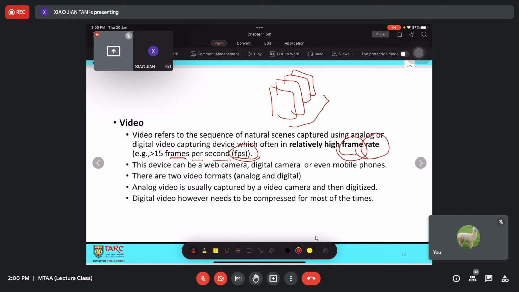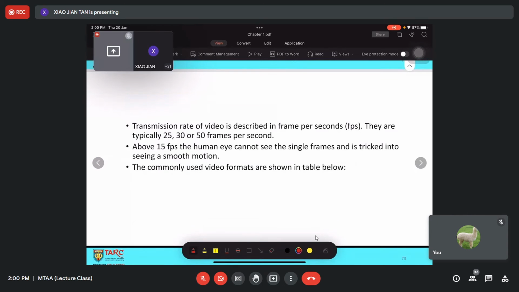Okay, so this device can be a web camera, digital camera, or even a mobile phone. There are two video formats, analog and digital. Analog video is usually captured by a video camera and then digitized using some software. And digital video, however, needs to be compressed most of the time. So transmission rate of video is described in frames per second, FPS.